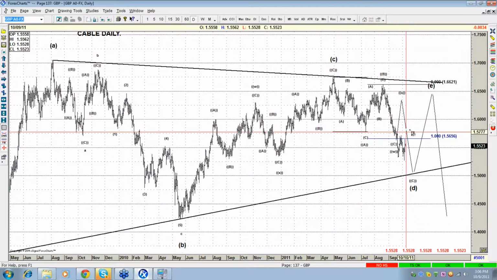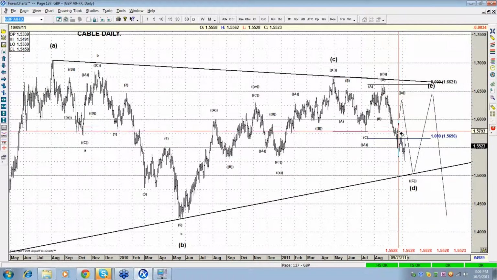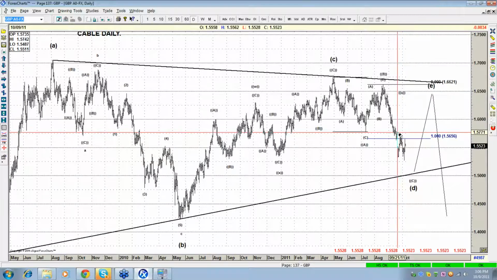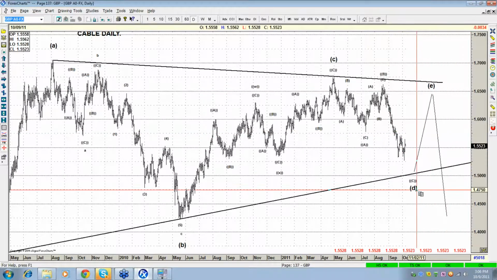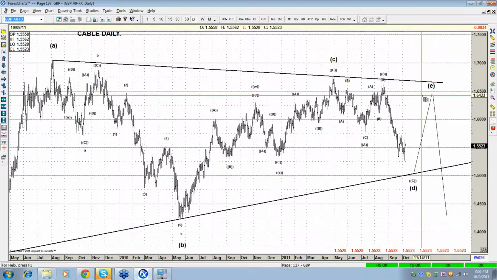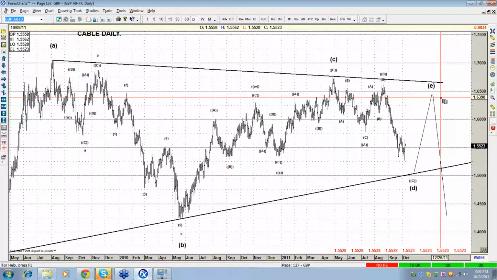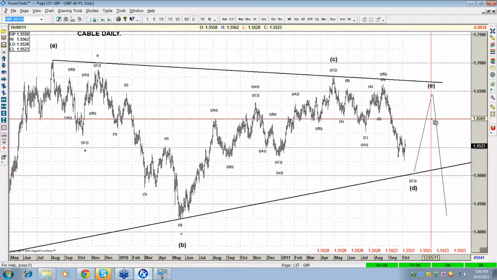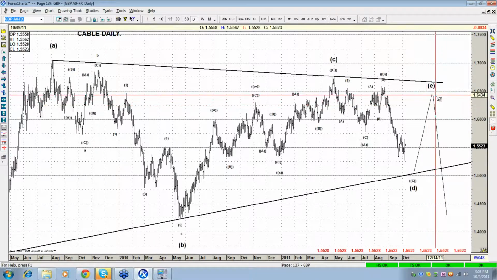Look, cable on the dailies can be done. It can have a triangle way forward, which I like. But cable, no matter if it's done within the D wave already, or has one more low, what's coming after? A three-wave recovery. So that's showing the path right there. This three-wave recovery can be the nest on the dollar, guys. Think about it. And then the crash.